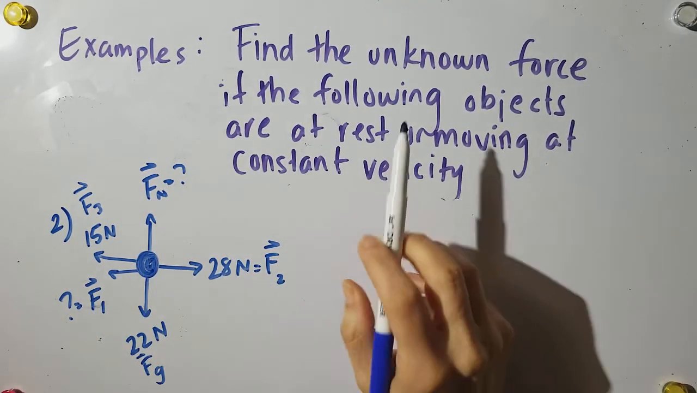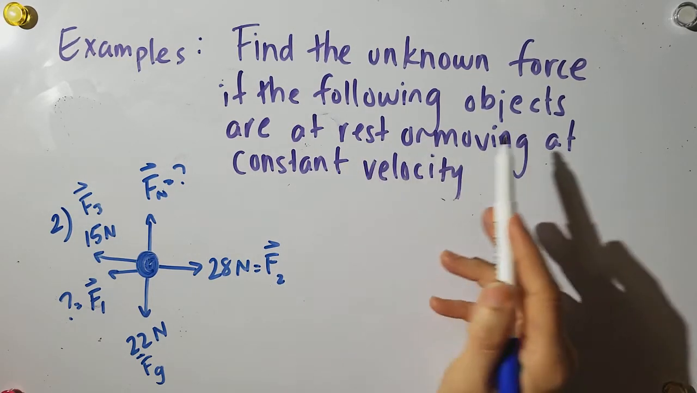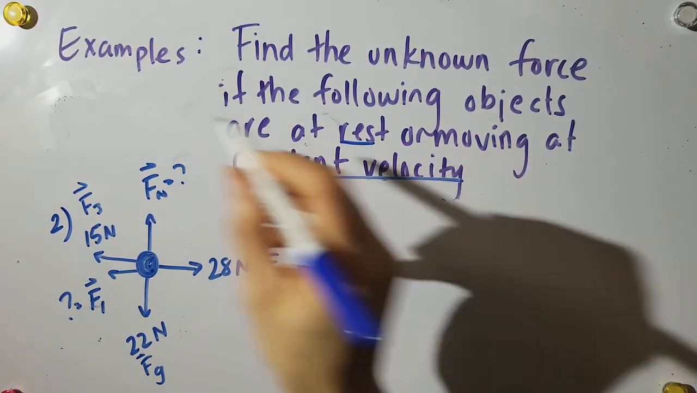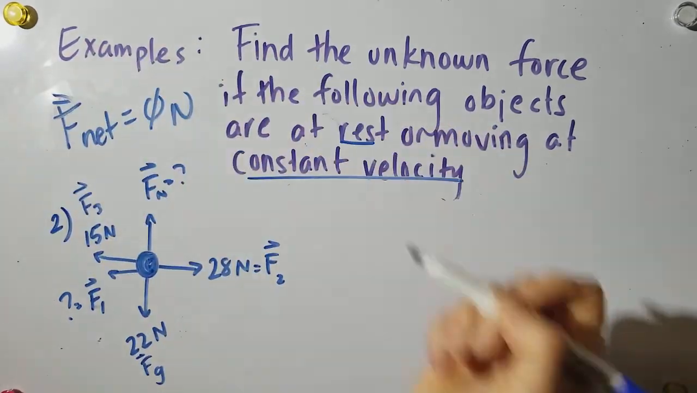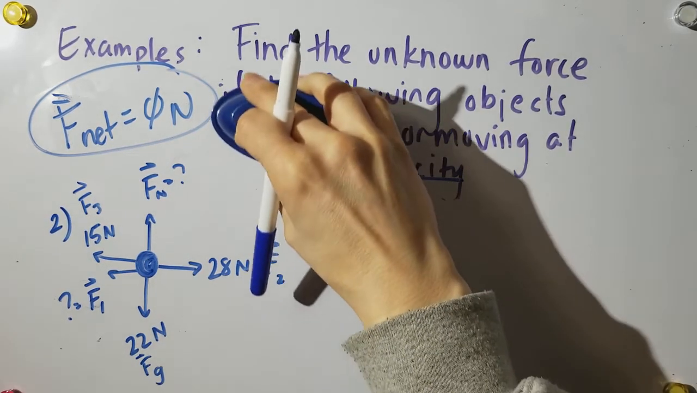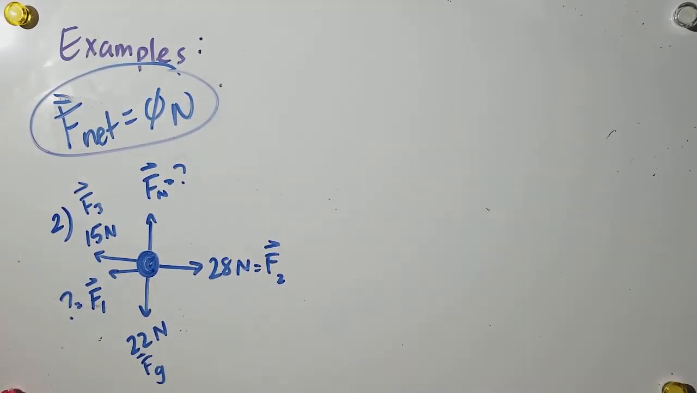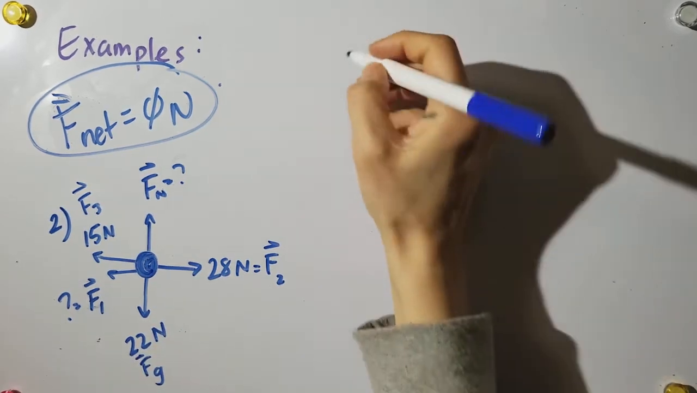All right, so here we are with our second example. I'm still finding the unknown force, and my object is still either at rest or constant velocity. It doesn't matter which one. That means I know that F net is equal to 0 newtons, if it's one of those situations. This one is a little bit more complicated because we have both vertical and horizontal forces. But what we want to do here is we can actually take these individually. So I will do the vertical first.